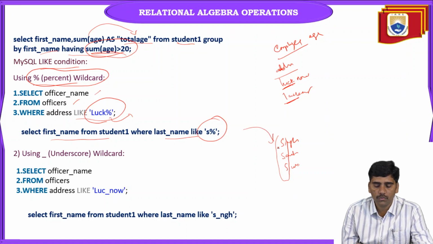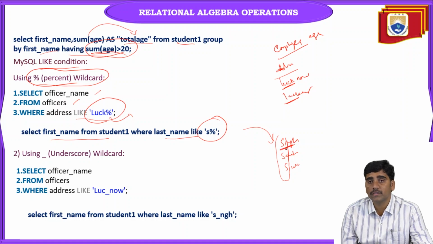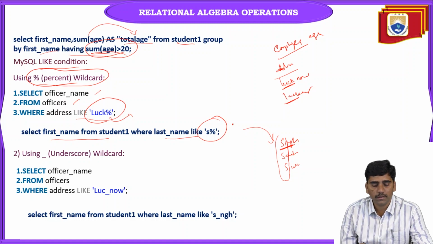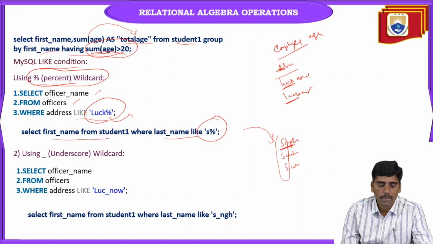So we need to display whoever has a last name starting with S. All employees with a last name starting with S will be displayed, showing the employee's first name. Whoever has a last name starting with S, using the underscore wildcard.